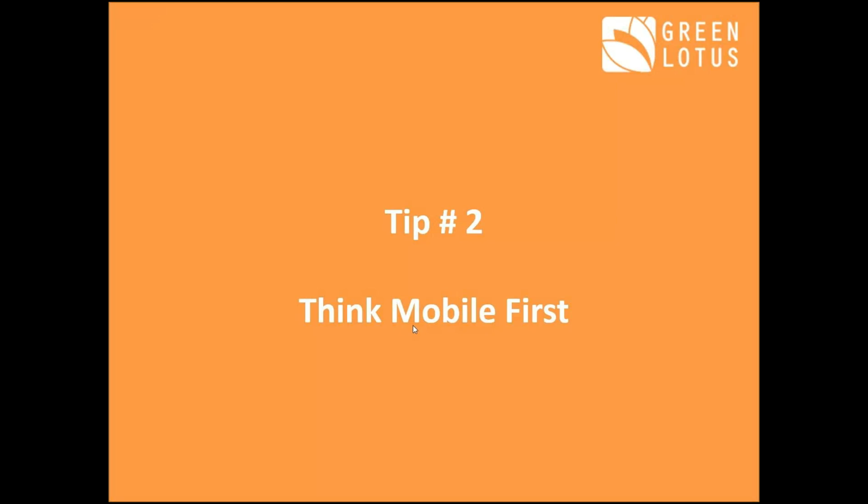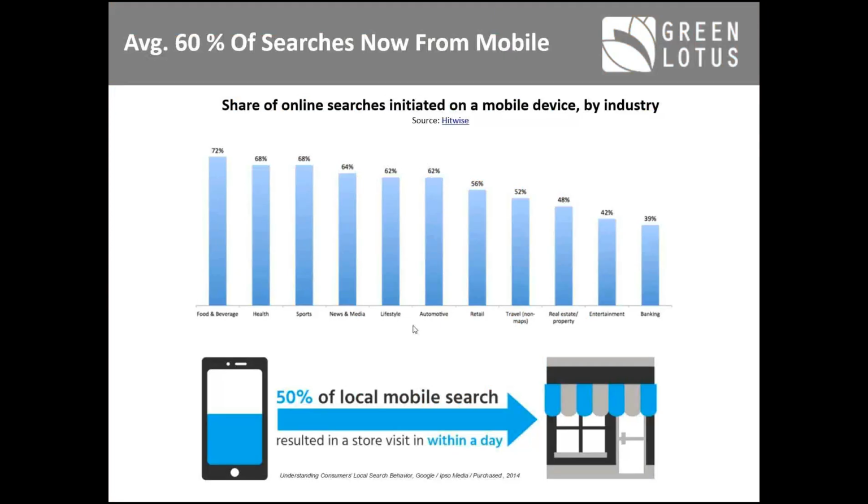Tip number 2, I want you to think mobile first. Gone are the days that we have to design for desktop and design for what the experience is going to be on a computer. We don't do that anymore. This is an analysis of the share of online searches initiated on mobile devices first. The average is 60%, but let's look at your industry here. I would think tourism will be in lifestyle or travel and maps, so 52 and 62. So yes, we are around that 60%.